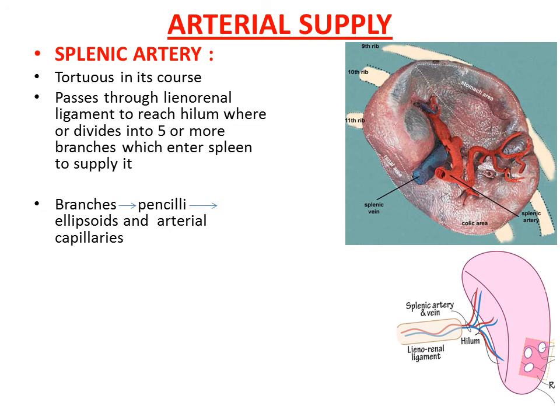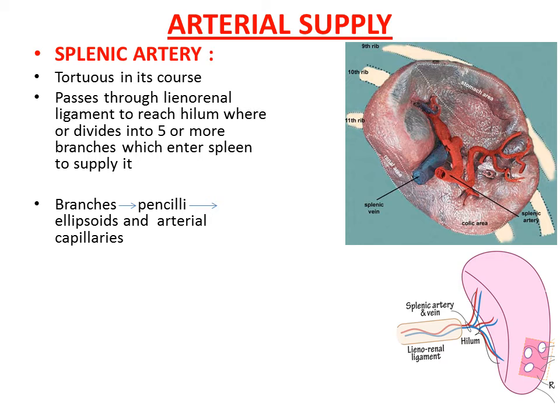Now within the spleen, it divides repeatedly to form successively the straight vessels called penicilli, which further divide into ellipsoids and arterial capillaries. After these arterial capillaries, the further course of the blood is controversial. There are two theories after that. First is the closed theory. According to the closed theory of splenic circulation, the capillaries are continuous with the venous sinusoids that lie in the red pulp, and the sinusoids join together to form veins.